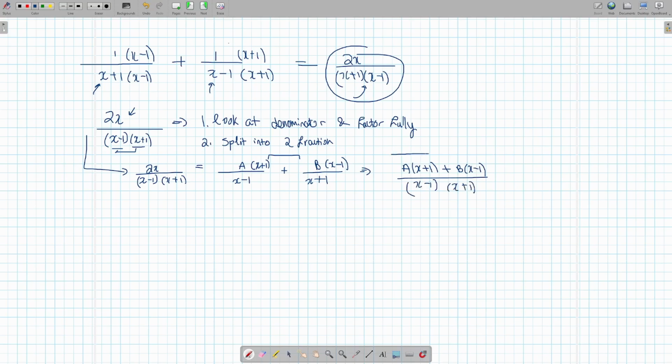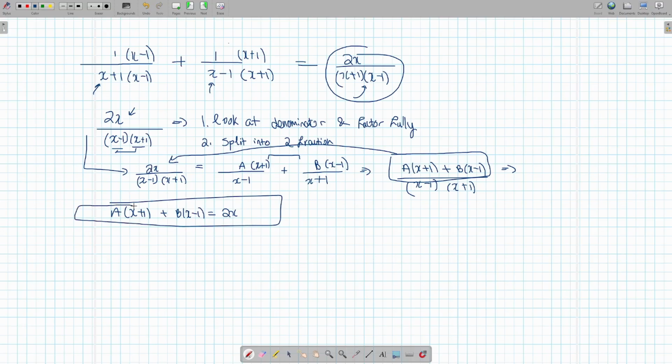As you can see, we have this numerator, and we know that somehow it should be equal to the original numerator. So I can now write that A(x plus 1) plus B(x minus 1) is equal to 2x. You get this equation. Okay, perfect. Now, what do you do here? We need to figure out what A is, and we need to figure out what B is. How do you do that?